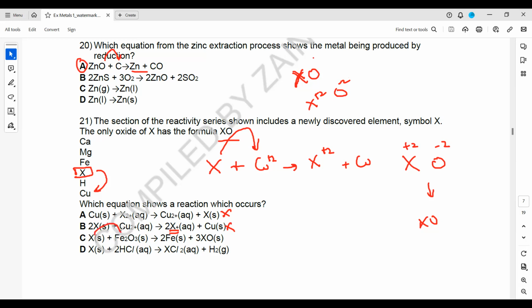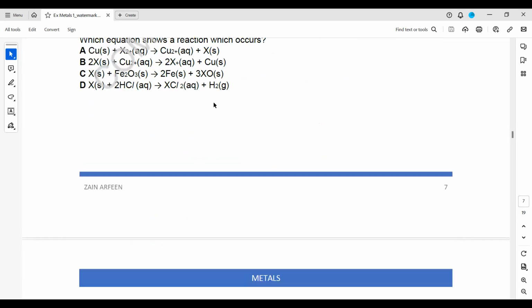Then X cannot displace iron because X is less reactive than iron. It cannot. But X can react with acid or displace hydrogen because X is more reactive than hydrogen. It's above hydrogen. So X can displace hydrogen. It will form a salt plus hydrogen. So D should be the right answer. Is this question clear? So why was B not correct? Because it was forming X plus 1 ion. It should be X plus 2 ion as it is forming an oxide.